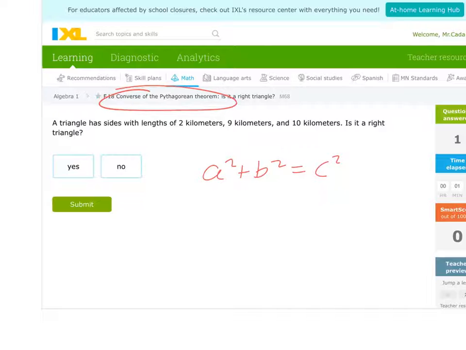Take a look at the problem here. I'll just do a couple of them to get you started on F.18, Algebra 1, F.18. This one says a triangle has lengths of 2, 9, and 10. And again, we're checking, is this a right triangle? You will probably know if it's acute or obtuse as well, just based on what we've done. But I think a lot of times in this IXL, it's just asking yes or no. Do you have a right triangle, or is it something else?